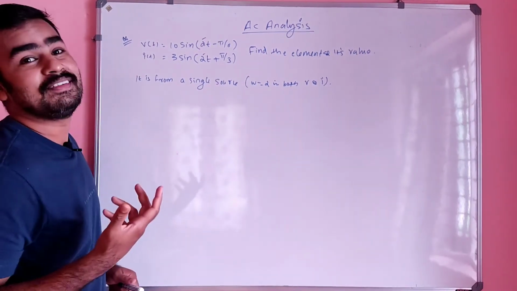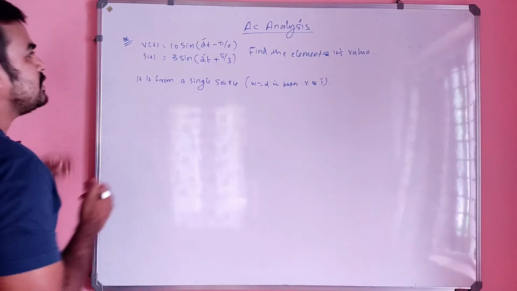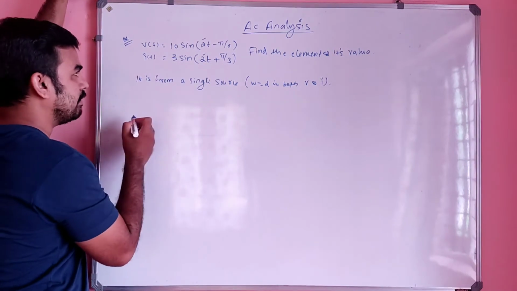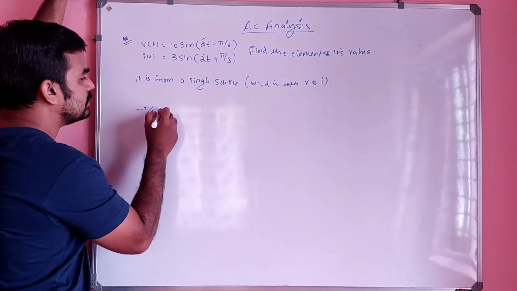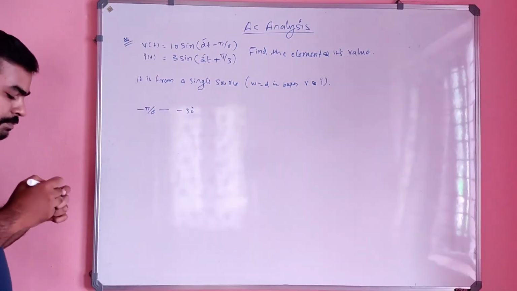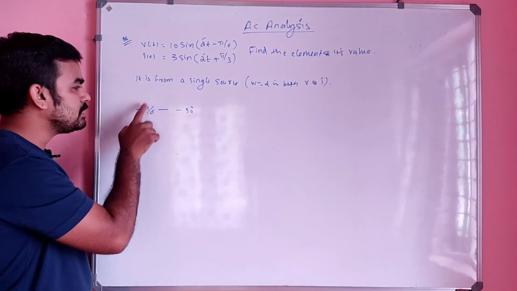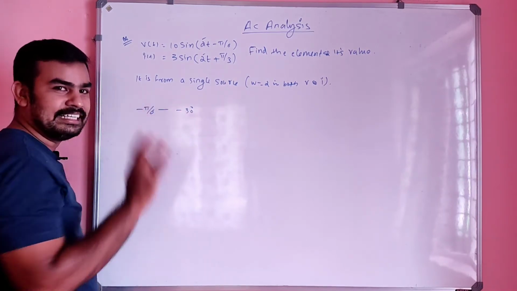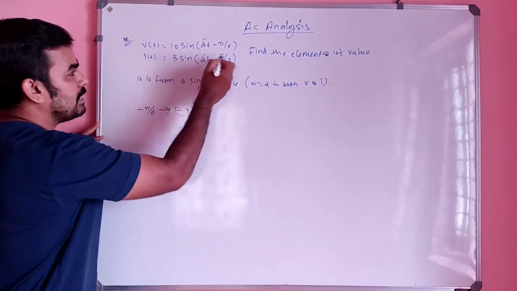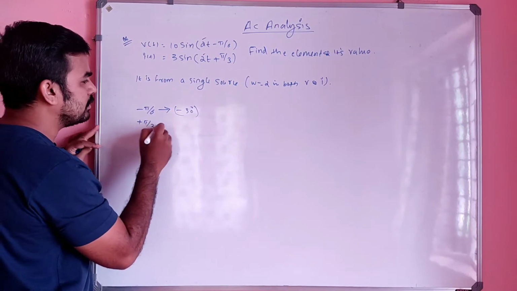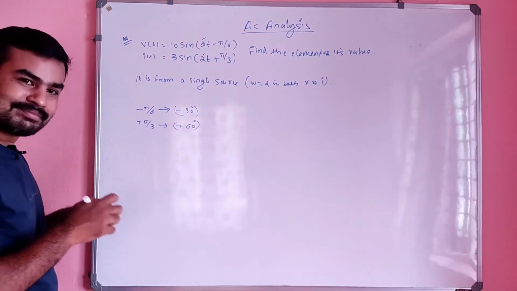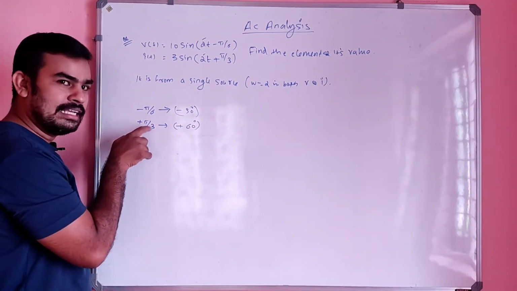That also may be a question. Now, minus pi by 6 is nothing but minus 30 degrees. Correct or wrong? Pi is 180, divided by 6 is 30 degrees. So minus 30 degrees. And plus pi by 3 is nothing but plus 60 degrees, since 180 by 3 is 60 degrees, right?